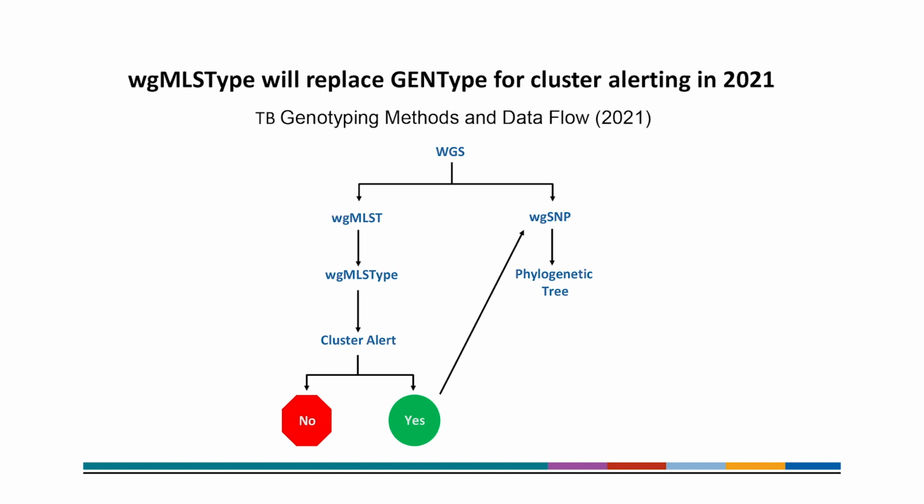In 2021, WGS will become the standard method performed to identify TB clusters, and wgMLSType will be used to generate cluster alerts. For clusters that alert, the genetic similarities among the clustered isolates can be examined in more detail with wgSNP analysis.